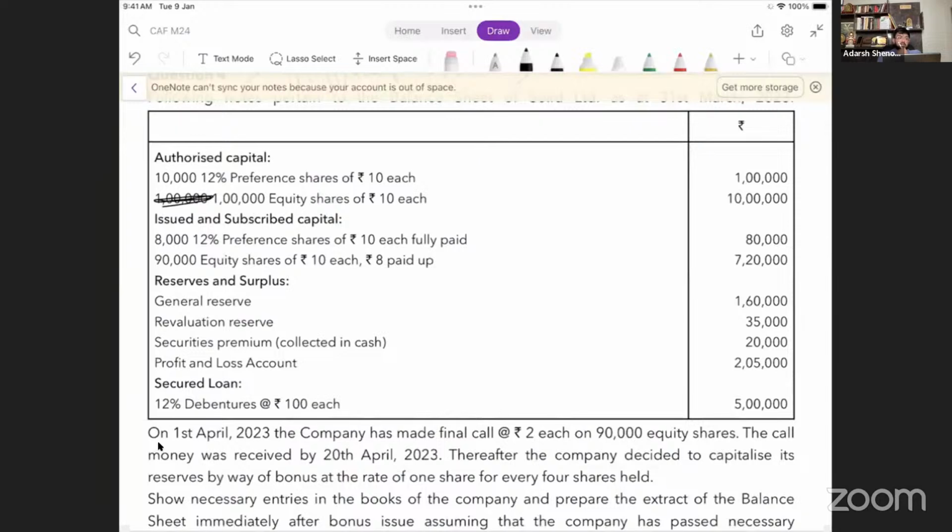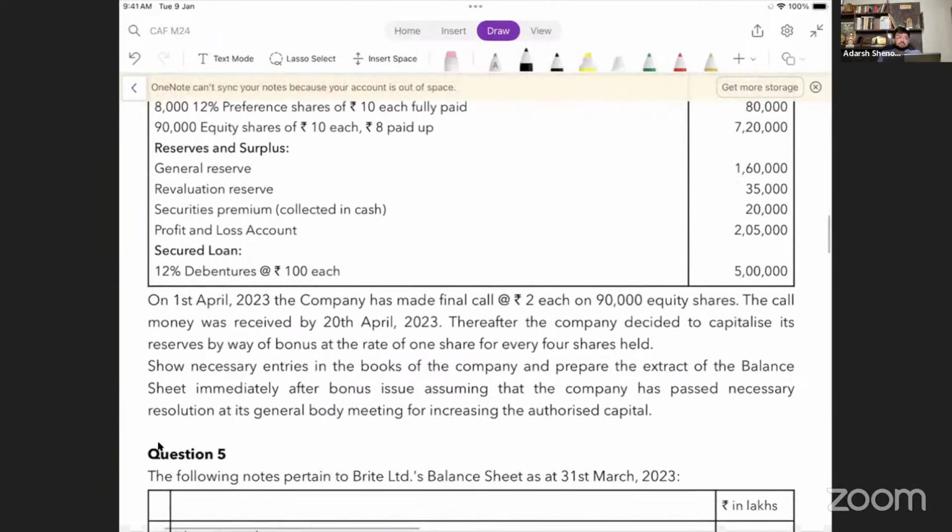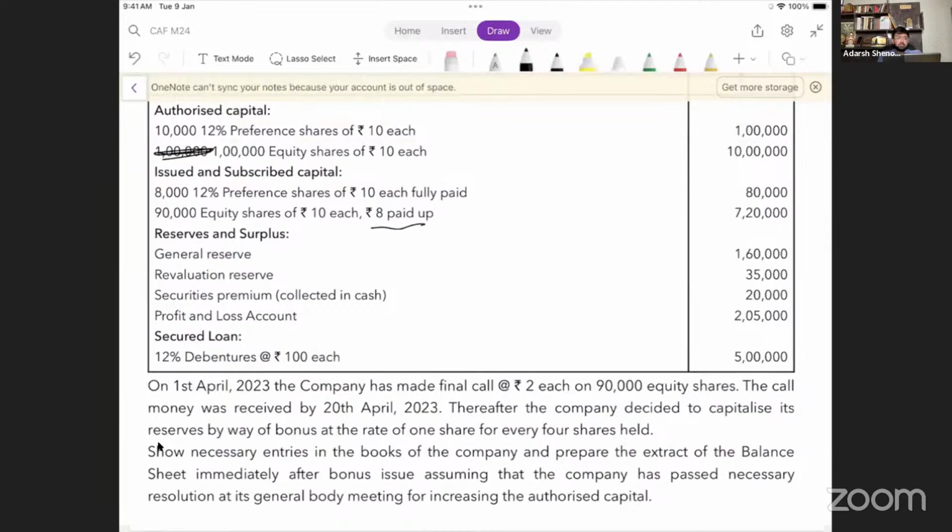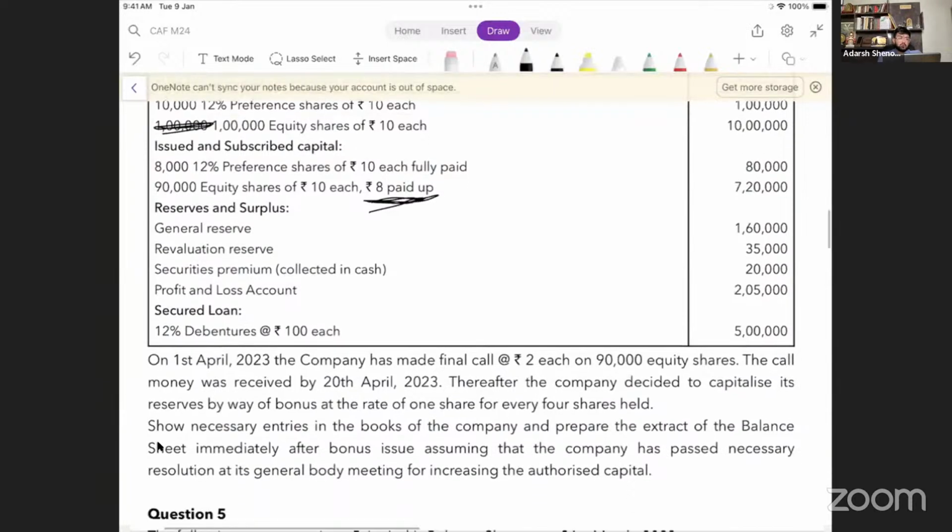General reserve is there, reserve and surplus only, revaluation reserve is there, securities premium is collected in cash, profit and loss is there, 2,05,000. Secured loan, 12% debentures at 100 each, is also there. On 1st April 2023, the company made a final call of 2 each on 90,000 equity shares. The equity shares were not fully called up, only 8 rupees was called up and paid up. The call money was received on 20th April 23.